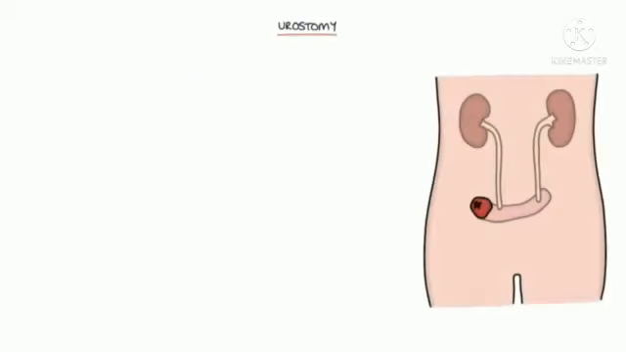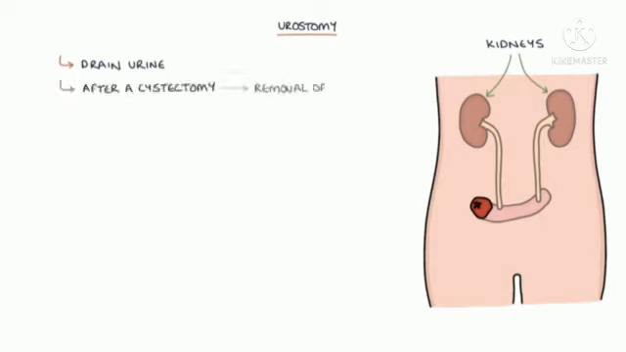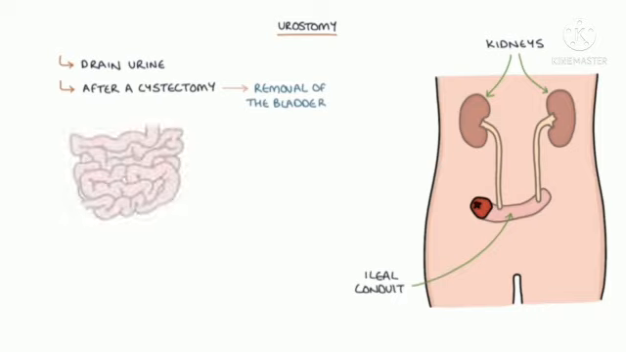Let's talk about a urostomy. A urostomy is used to drain urine from the kidney, bypassing the ureters, the bladder, and the urethra. This may be used after a cystectomy, which is removal of the bladder. Forming a urostomy involves creating an ileal conduit. So let's talk in more detail about how an ileal conduit is created.